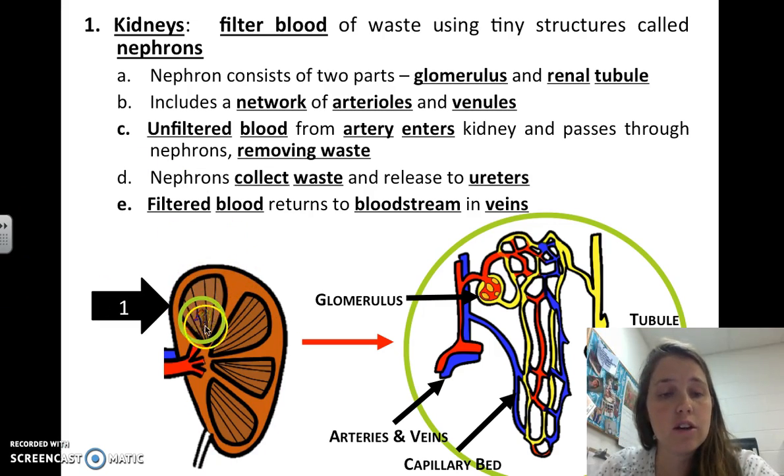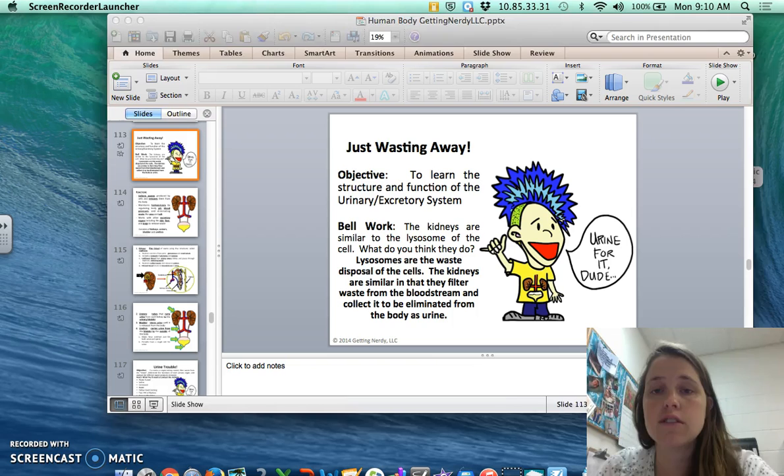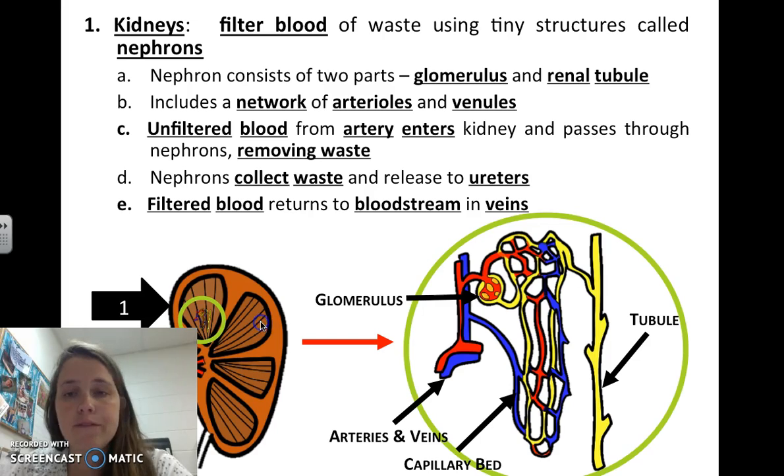So here's a kidney, and notice that it's little, and this is what it looks like if we zoom in. A nephron consists of two parts, a glomerulus and a renal tube. So we have the glomerulus, which is this little bulge right here, and then a renal tubule, which is this right here. It includes a network of arterioles and venules. These are just small arteries and veins that all run through here.